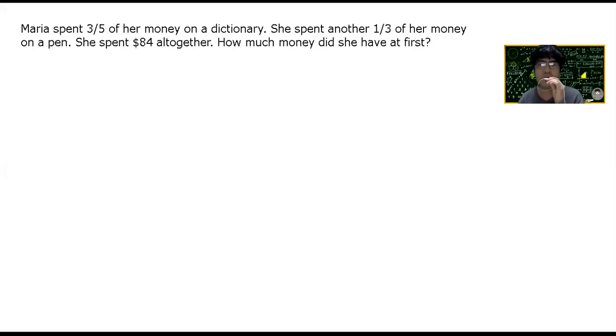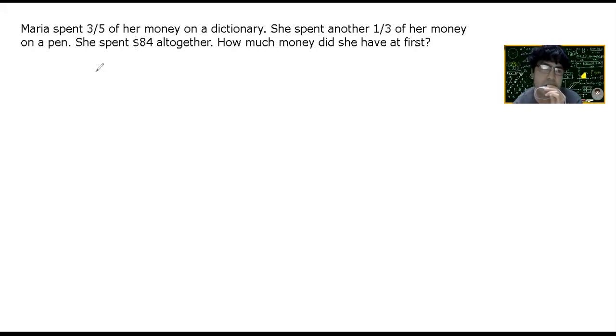So I have here a word problem. Suppose Maria spent 3/5 of her money on a dictionary. She spent another one-third of her money on a pen. She spent $84 altogether. Question: how much money did she have at first?